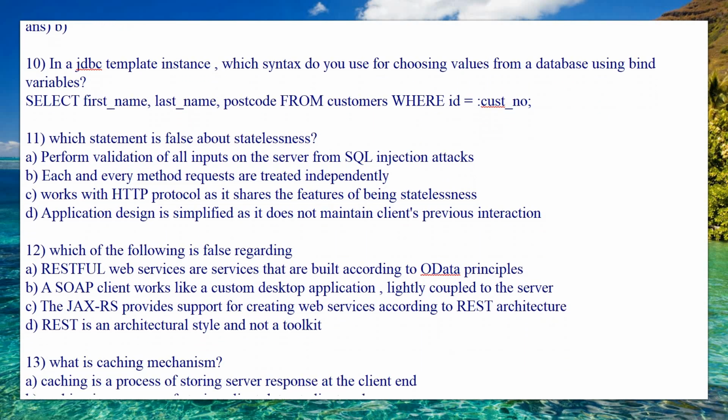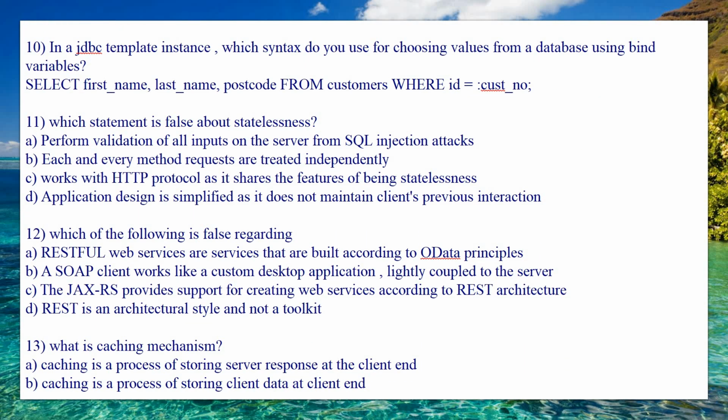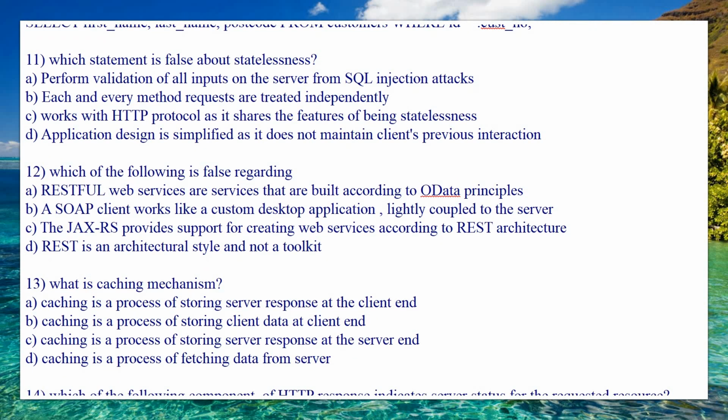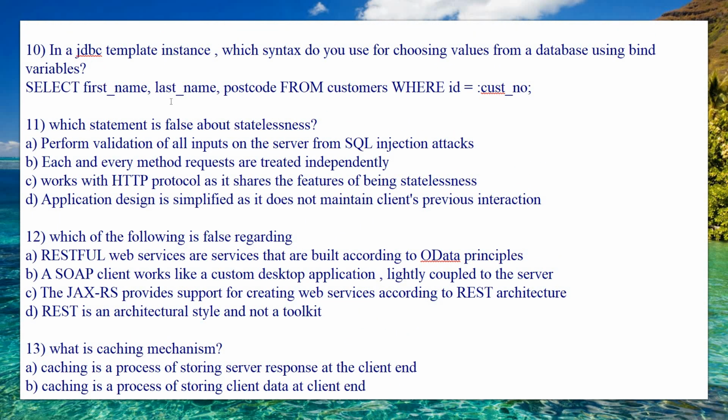So next thing is the 10th question. In a JDBC template instance, which syntax do you use for choosing the values from a database using bind variables? For choosing, you will select first name, last name, comma, postcode from the table customers, where ID is equal to. For defining bind variables, we use colon followed by the customer underscore number, that is the row name. So this is the syntax. In the options there may be different table names, and if there is a bind variable, there will be colon followed by the attribute name.